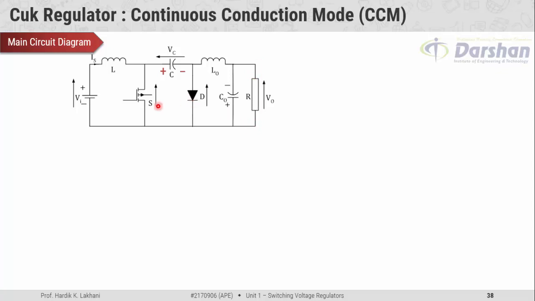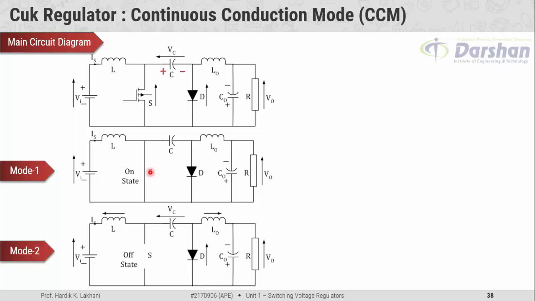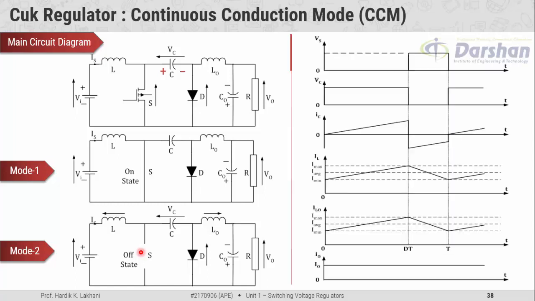The circuit has one control switch, so the operation of Cuk regulator can be explained with the help of two modes. The mode 1 when the switch is in the on state condition and mode 2 when the switch is in the off state condition. The waveforms of the various parameters like voltage across capacitor, current through capacitor, current through the source side inductor, current through the output inductor and output current are shown.